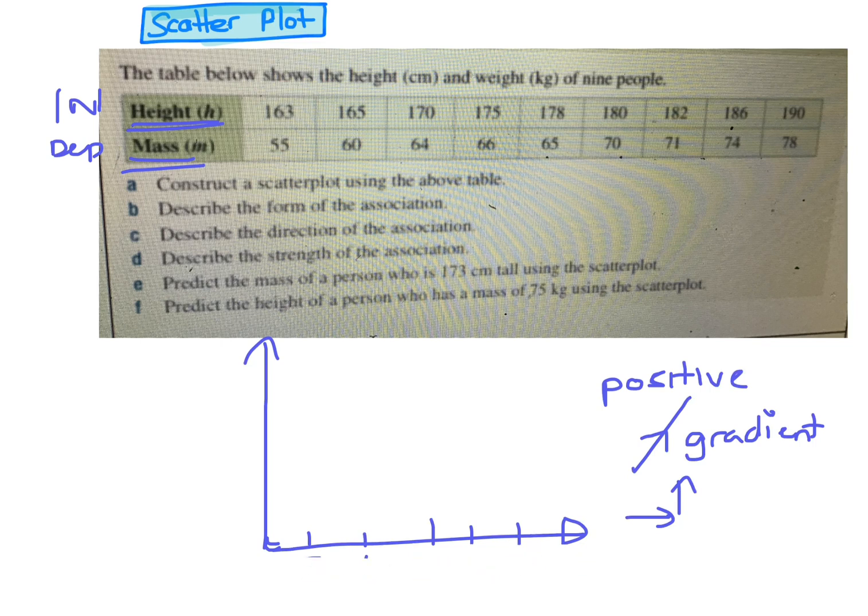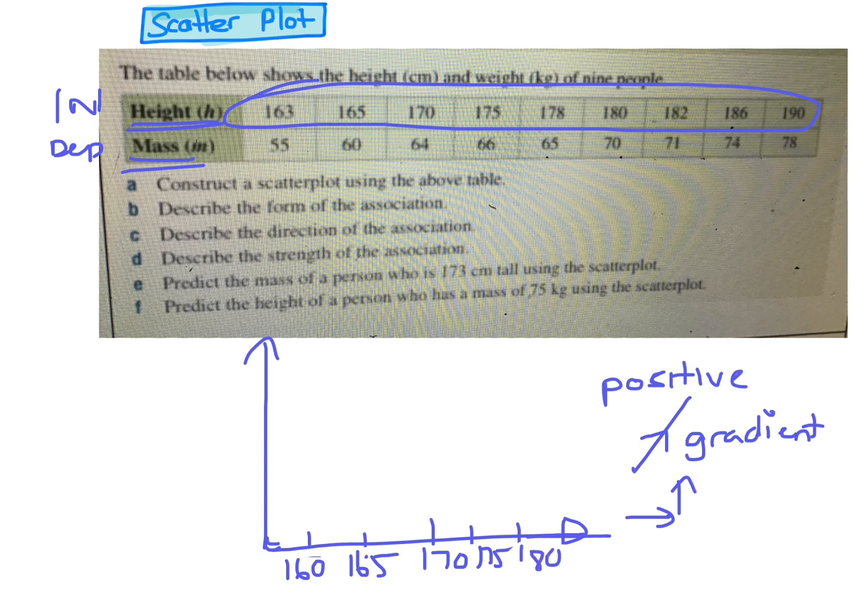Let's go again. On the x-axis, we need these numbers. The lowest value there is 163, so maybe I put 160, 165, 170, 175, 180. And what's the biggest we have? 180. Yeah, we still keep going. 185, and then the next one is 190. I would say that's probably the biggest one.